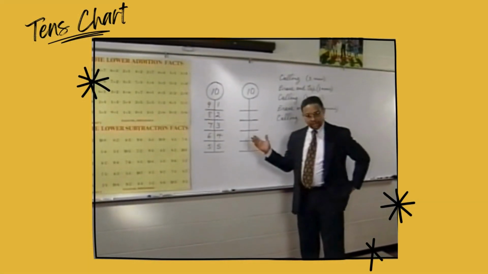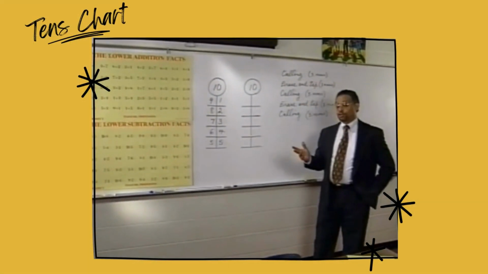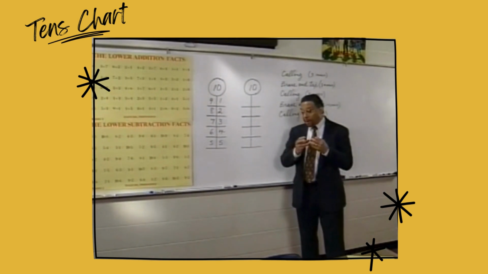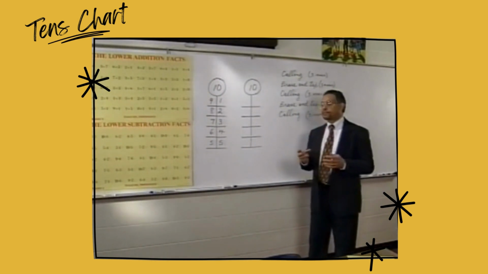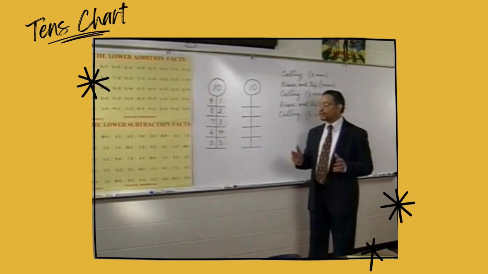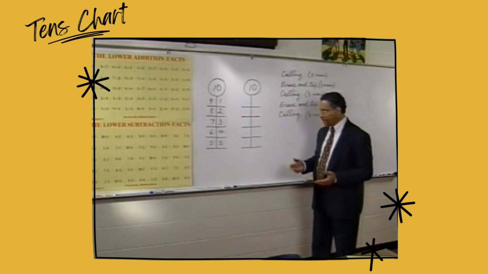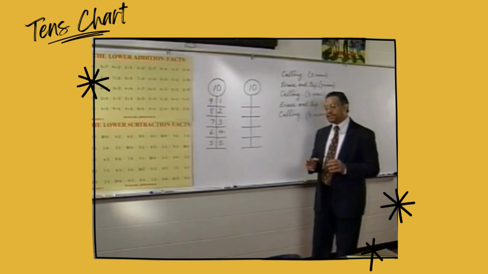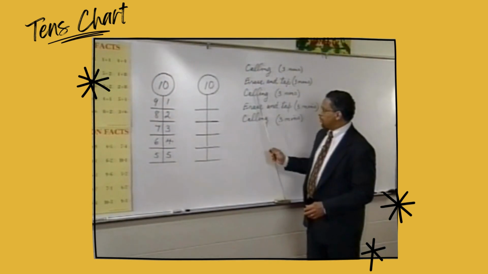This is the 10 chart. And the 10 chart is used in order to have children acquire mental mastery of the facts, addition and subtraction facts associated with 10. There are games we play that enable children to master these facts very quickly. These are steps in the game we play.